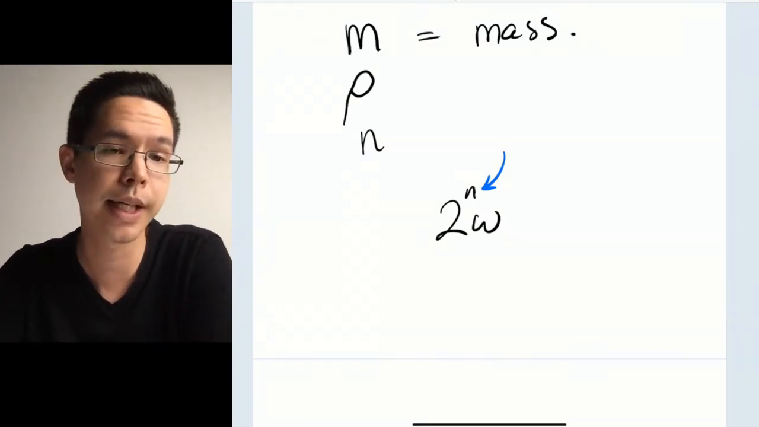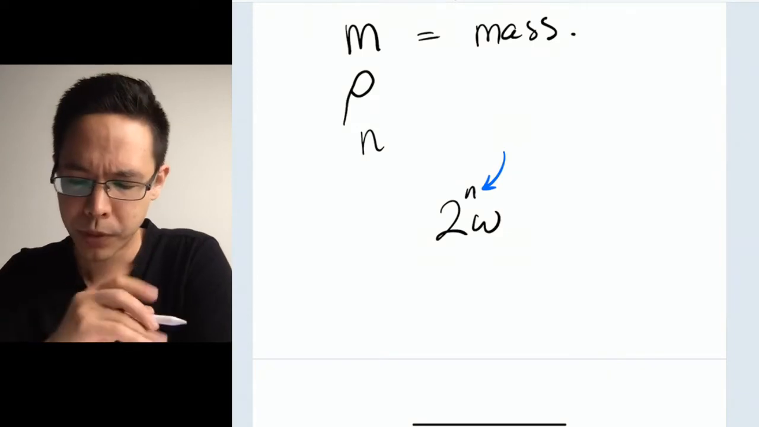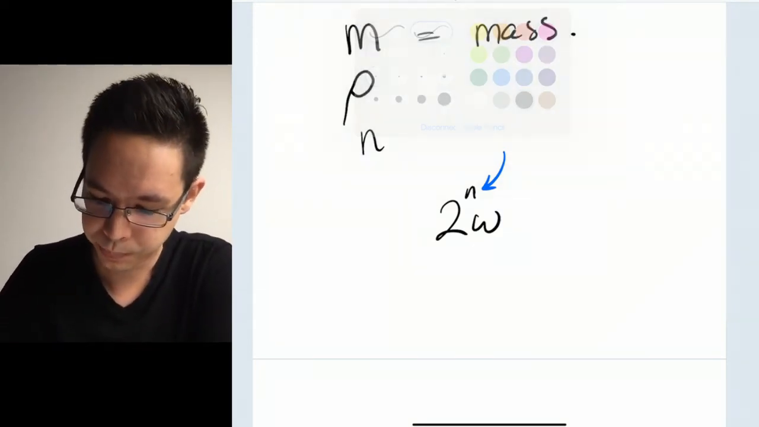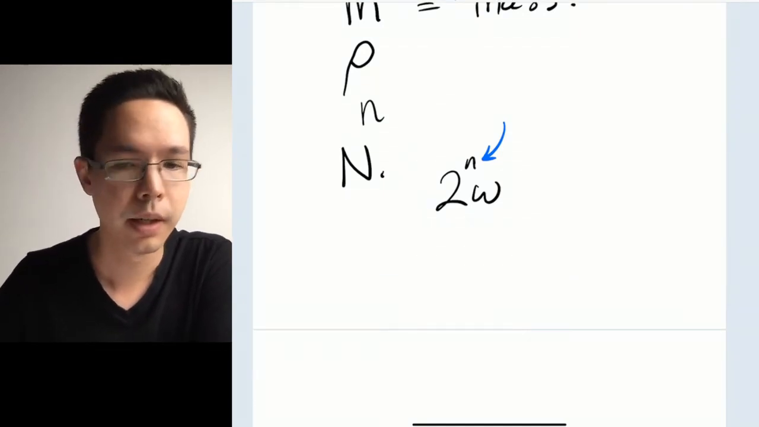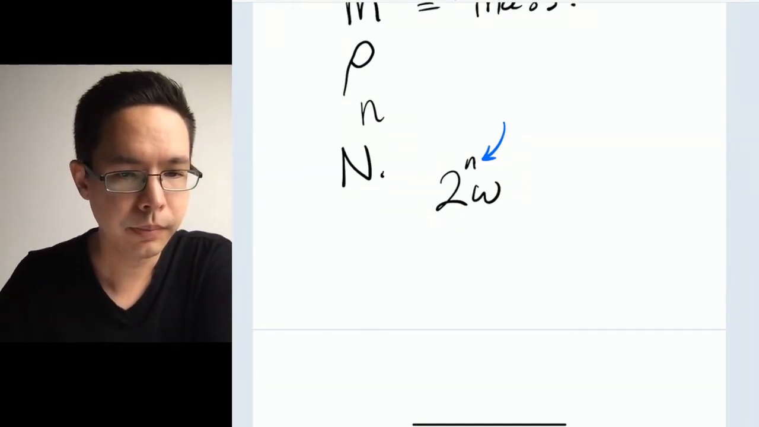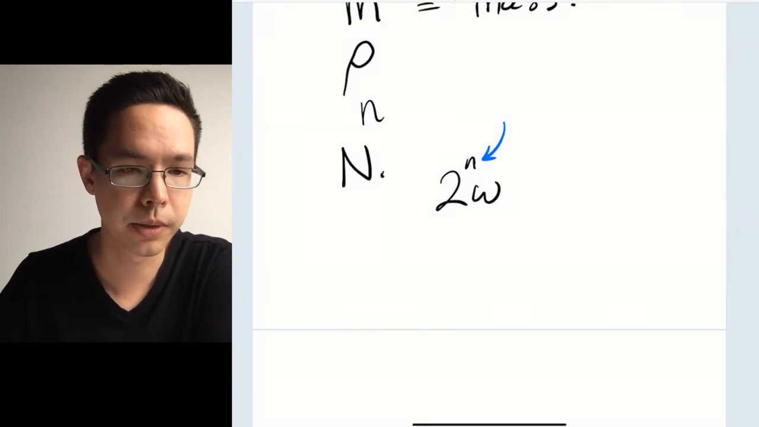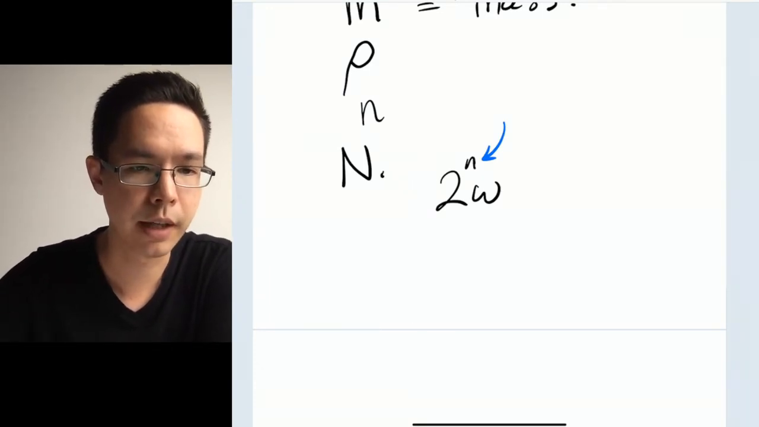So we can't use lowercase n. It means something different. So you have to use capital N. All right, capital N is the way to go. That means newtons. I'm sure lowercase n is also like a bunch of other different values.